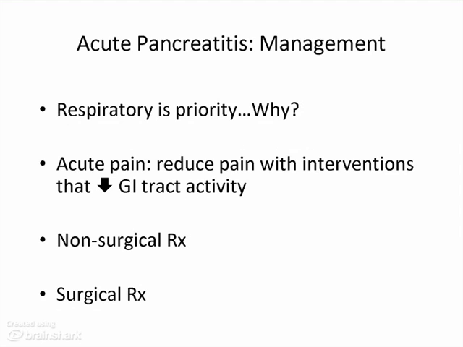Surgical treatments will be a lap chole if there is biliary obstruction, or surgery to drain abscesses and cysts if they are present.